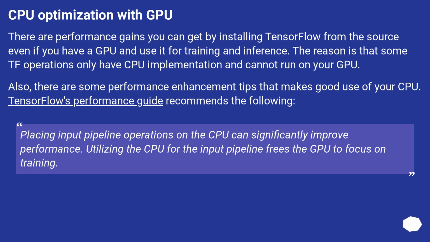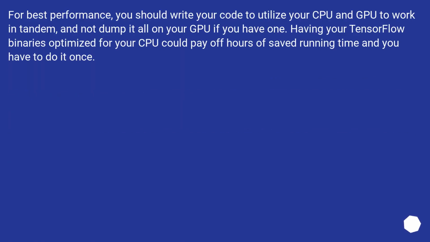TensorFlow's performance guide recommends the following. Placing input pipeline operations on the CPU can significantly improve performance. Utilizing the CPU for the input pipeline frees the GPU to focus on training. For best performance, you should write your code to utilize your CPU and GPU to work in tandem, and not dump it all on your GPU if you have one. Having your TensorFlow binaries optimized for your CPU could pay off hours of saved running time, and you have to do it once.